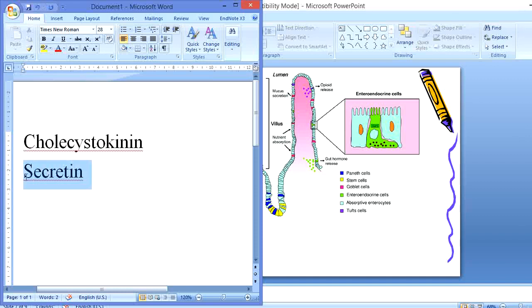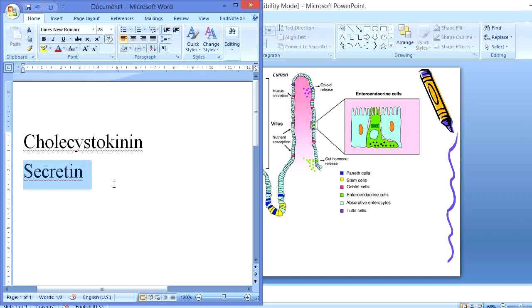Similarly, secretin is also responsible for stimulating the gallbladder to secrete bile, but only minorly. Majorly it acts on the pancreas and the stomach. Secretin stimulates the pancreas to secrete pancreatic juice and bicarbonates. It is also responsible for the secretion of gastric juices in the stomach.